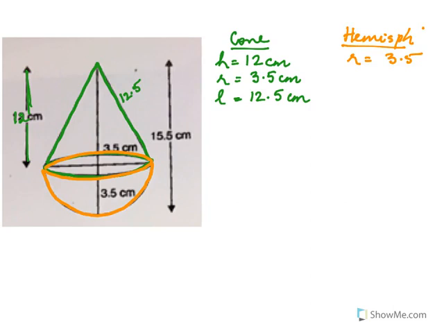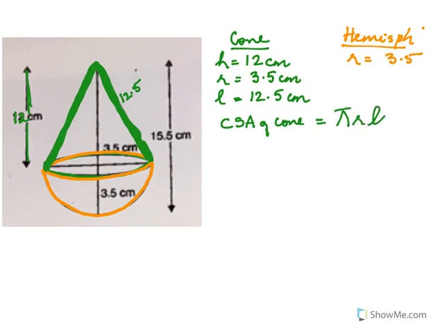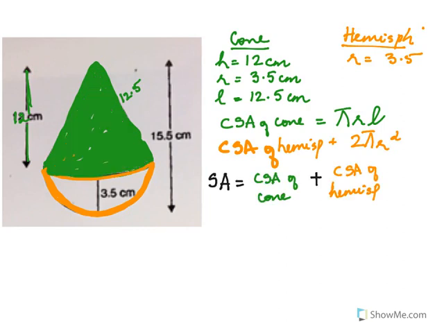Now the question is to find the total surface area. The total surface area of this figure is made up of this part that I'm darkening again, and that is the CSA of the cone, which you know is pi RL, and the other surface is this, the CSA of the hemisphere, which is 2 pi r square, and we need to add both of these.